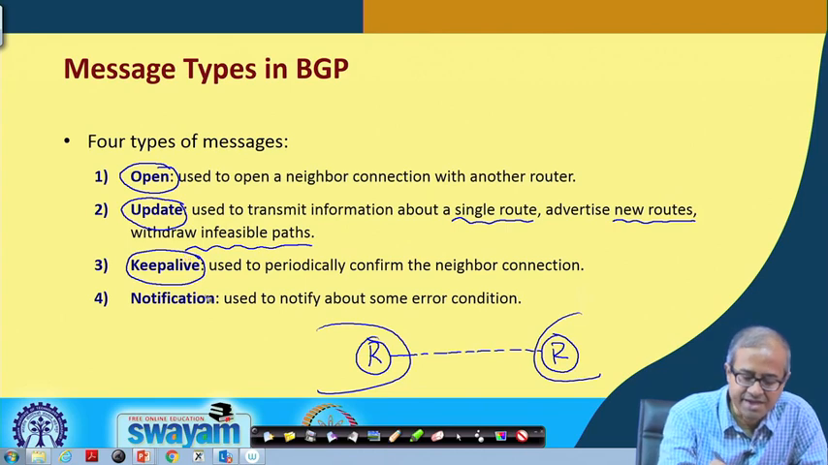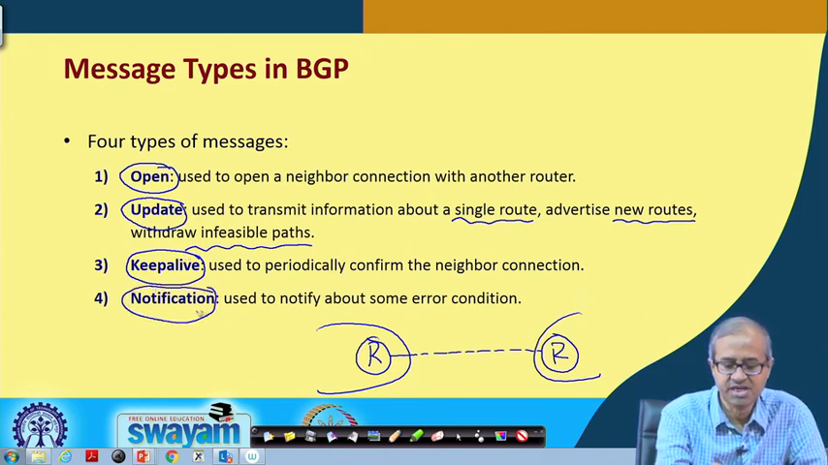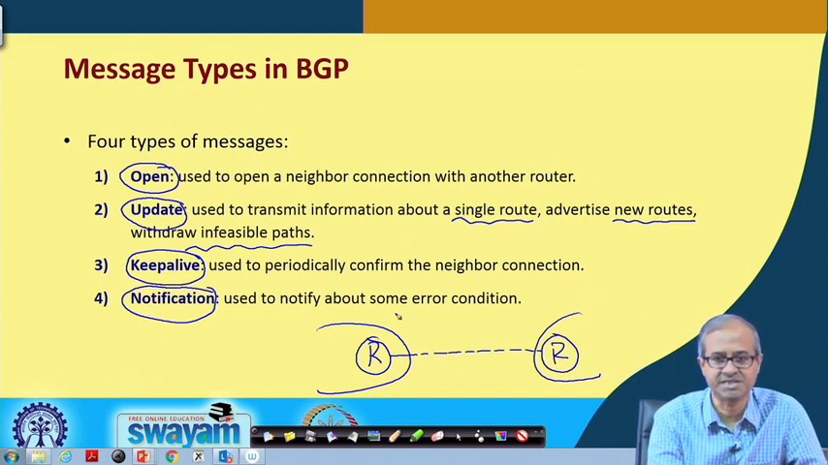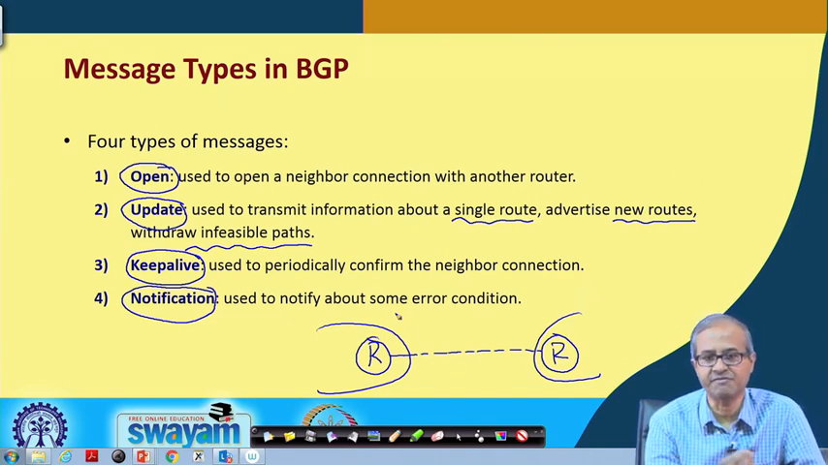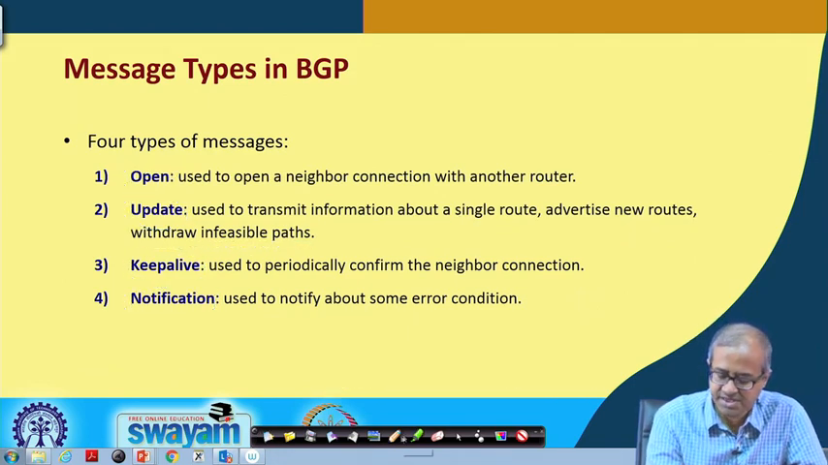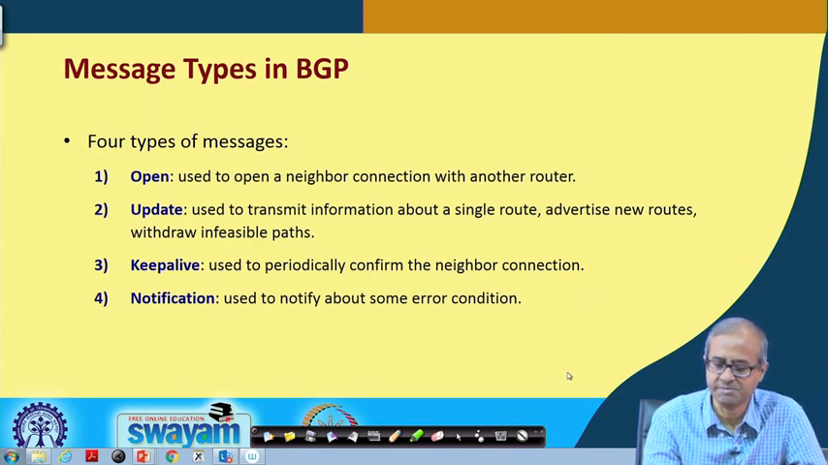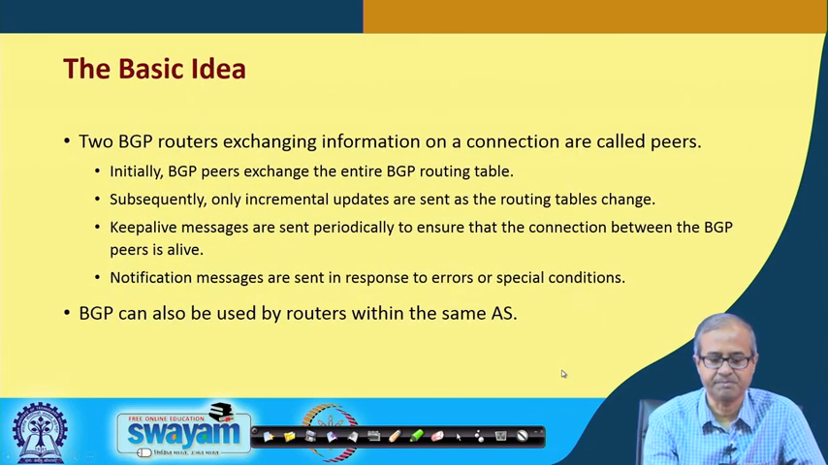Okay? And in case of some error conditions happening in the network, some notification messages may be sent, again using this BGP protocol. So, these are broadly the various messages. I am not going into the details. For details you can refer to a number of materials which are available. I am just giving you the overall idea. Okay. These are the 4 message types supported by BGP.